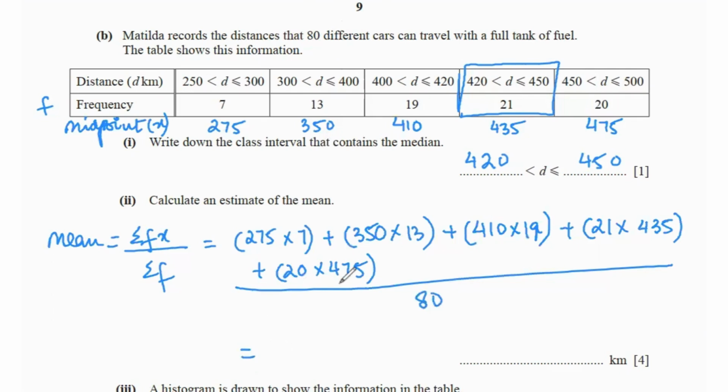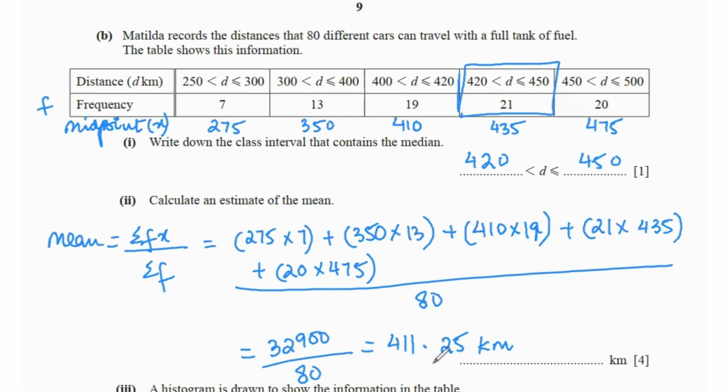So when you solve that, that should give you 32900 divided by 80, and that is 411.25 kilometers. That is your estimate of the mean.